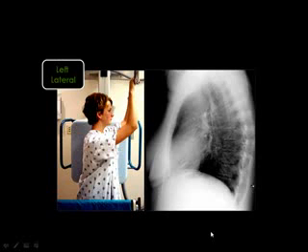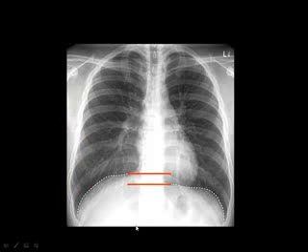The lateral view is named according to the side which is near to the film. This is the left lateral view, and you usually perform the lateral view according to the data seen in the frontal view. If the pathology is in the left lung, you should have the left lateral view. If the pathology is in the right lung, you should have a right lateral view.